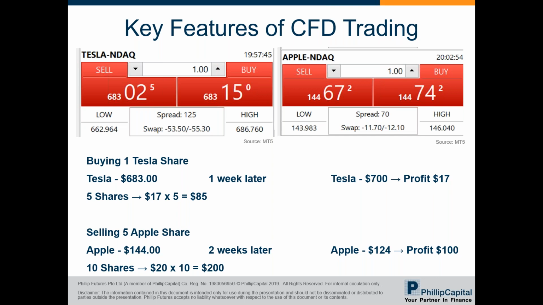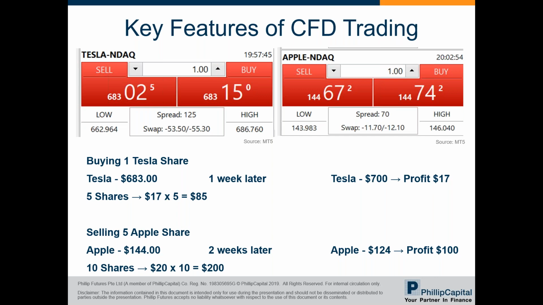So let's say you buy one Tesla share, for example, at a price of $683. One week later the price increases to $700, so you would have made a $17 profit, because of the 700 minus 683. That'll be for one share. If you bought five Tesla shares, then obviously your profit would be multiplied by 5, and that would be an $85 profit once the price reaches $700.